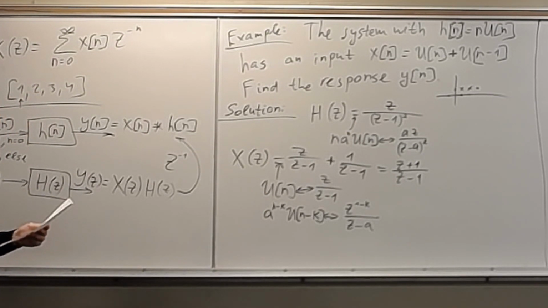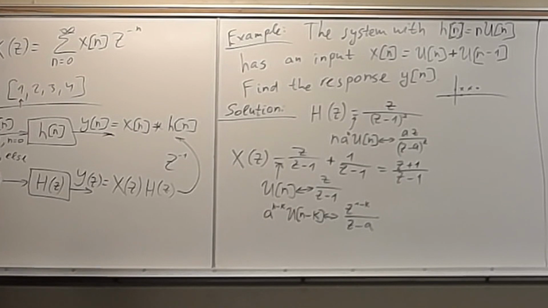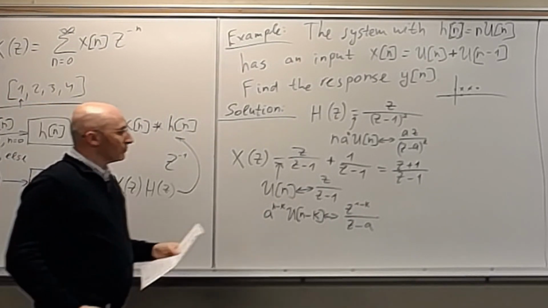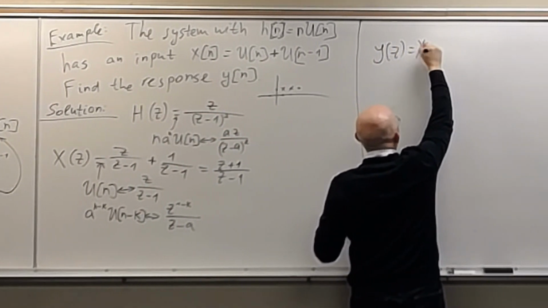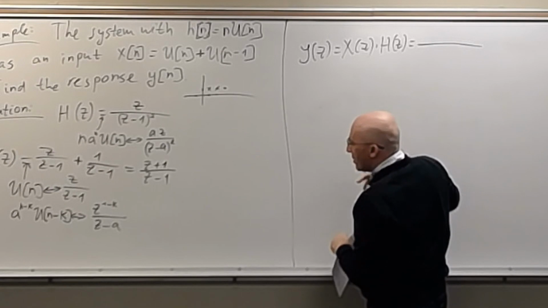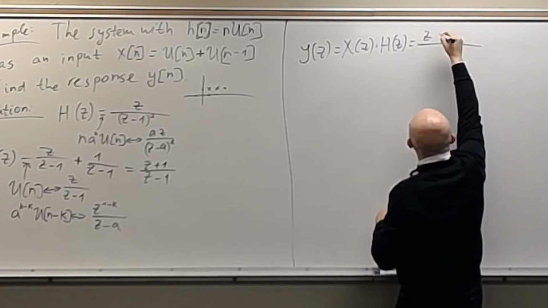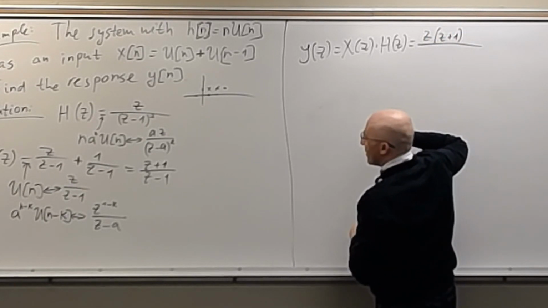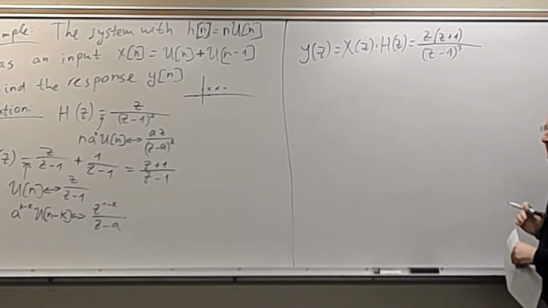Okay, so this is what we get. Now, what is the next step? We need to multiply. So next step, we get Y of z, which is X of z times H of z. And this will be this one multiplied by this one. So it's z times z plus 1 divided by z minus 1 cubed, right?